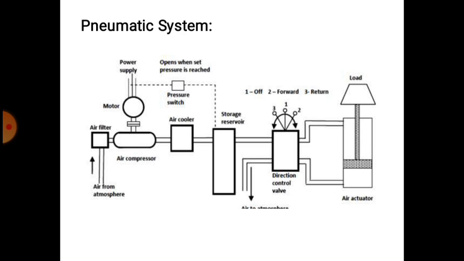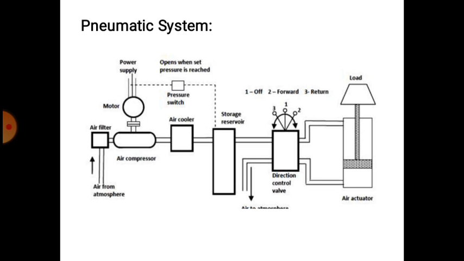So pneumatic system, let us see the components which are used in the pneumatic system. Here we are going to use the compressor to compress the air. Here air or gas is used in pneumatic system. Air or gas is used as a working medium. So to compress the air we are using the compressor, and to run the compressor electric motor is used.